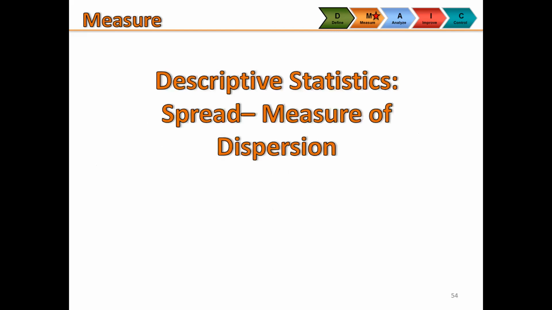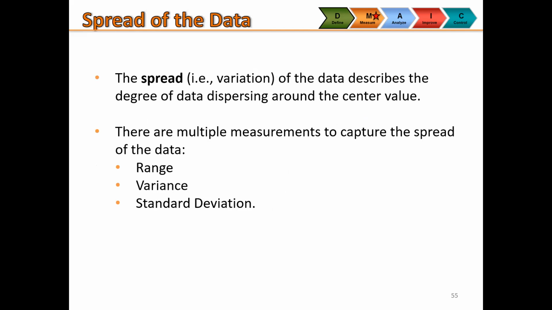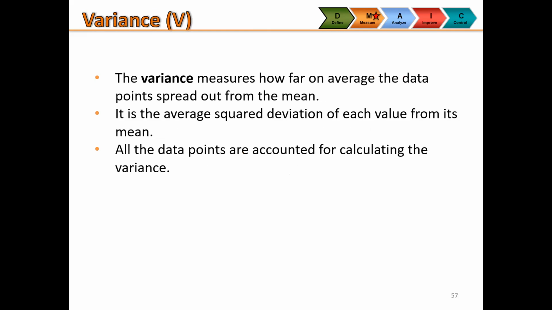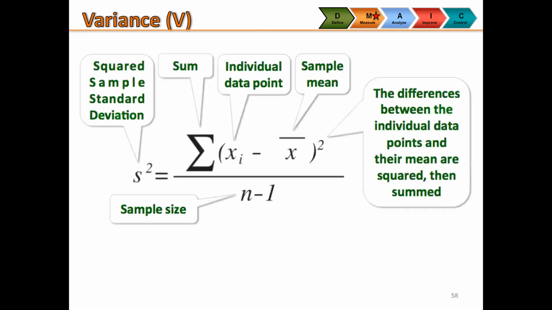And descriptive statistics also covers the spread. That's kind of when we got into range, variance, and standard deviation. So that's how much the data is spread, my weight data. The range is the numeric difference between the greatest and smallest value. The variance measures how far on average the data spread from the mean, from the average. And there's the formula. There's my sample size, which is n minus 1. So it's the sum of all my data squared.